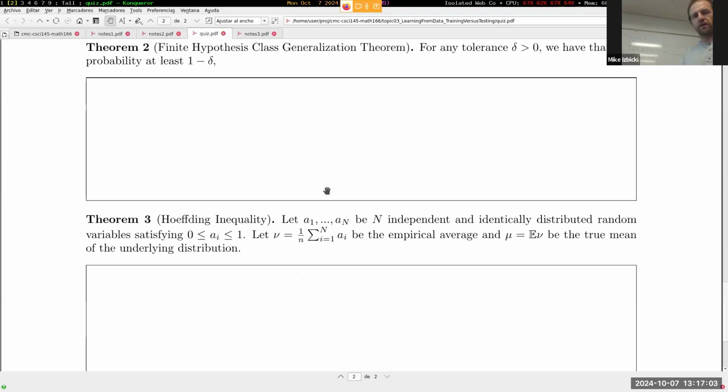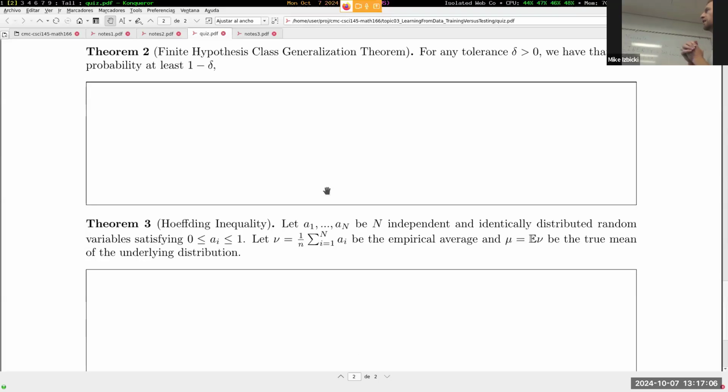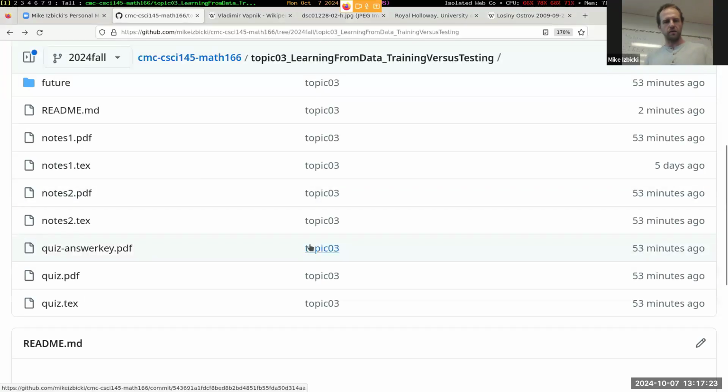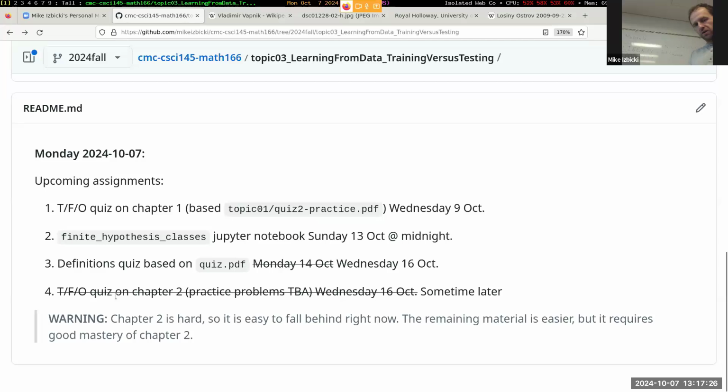And then at the very bottom here, there are these things that I left off from the first chapter quiz. They're defined, and we talked about them in the topic 2 section, the finite hypothesis class generalization theorem and the Hoeffding inequality. So you will have to know those for that quiz. And then we will have another true false open quiz on the chapter 2 stuff that we're going over right now. And that will be at some point in the future, more than a week away.